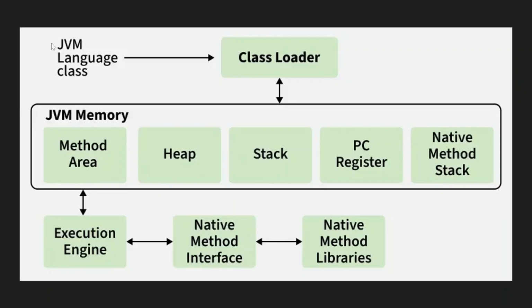In the JVM, you have three main components. One is your class loader, one is your runtime data area, which is your memory area, and then you have your execution engine. These are the three main components, and then you have your native method interface, native method libraries and so on. I'll discuss what they are.